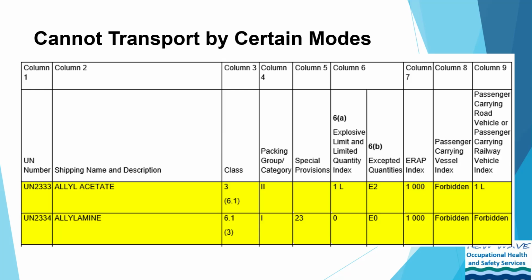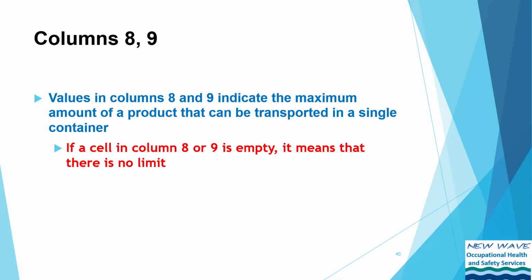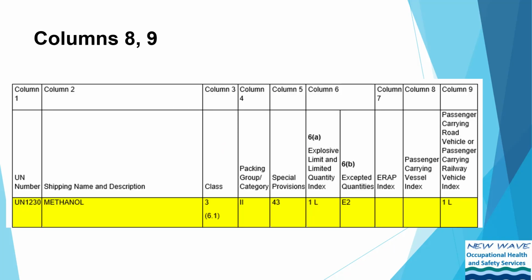You'll notice that column 9 for allyl alcohol contains a value 1 liter. What does that mean? Values in column 8 and 9 indicate the maximum amount of a product that can be transported in a single container. If a cell in column 8 or 9 is empty, it means there is no limit. For example, we can transport containers of any size on a passenger carrying vessel. However, we are limited to container sizes of 1 liter for passenger carrying road or rail vehicles when dealing with methanol.